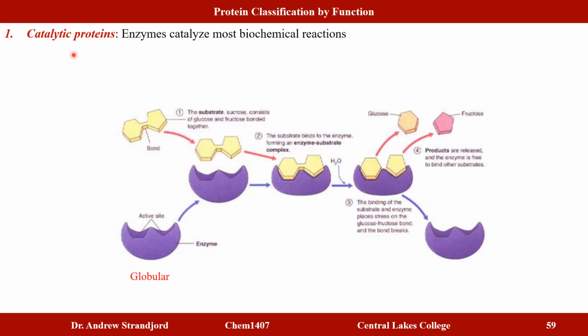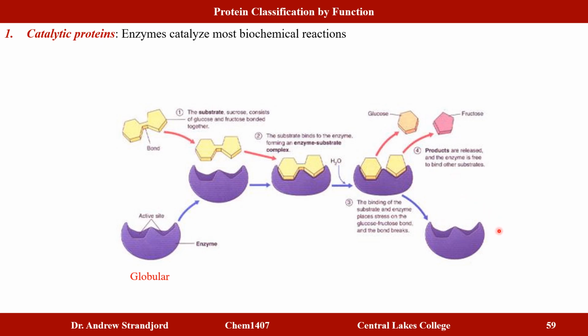Number 1, catalytic proteins. Catalytic proteins are enzymes. They catalyze most biochemical reactions within living organisms. An example of that would be this globular protein here. This protein is actually sucrase. It takes a molecule of sucrose, which is a glucose and fructose molecule. That molecule fits down into the three-dimensional structure of this globular protein. It puts stress here between the glucose and fructose molecule and facilitates the hydrolysis of that molecule into individual glucose and fructose molecules.